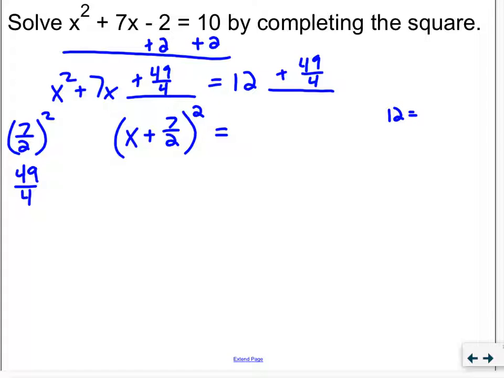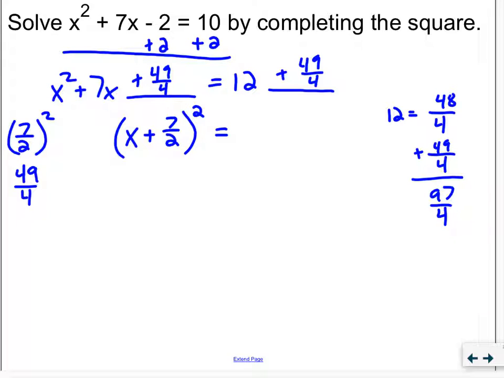So now, if you're a little bit thrown off about that 12 plus 49 over 4, remember that you can write 12 as a fraction. Make the denominator a 4. 4 times 12 is 48. So 48 over 4 is 12. If we now add that to 49 over 4, I think we get 97 over 4. Remember, don't add bottoms. Did your calculator give you that same answer?